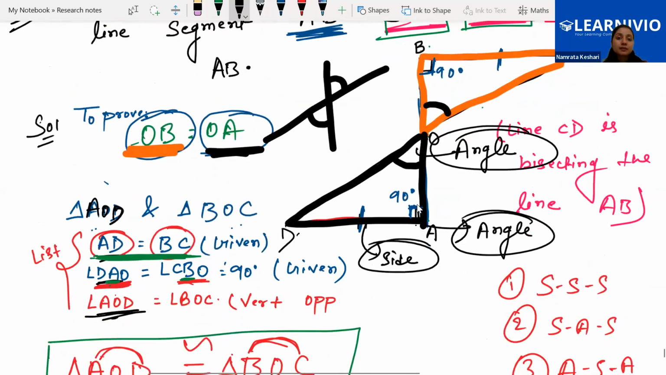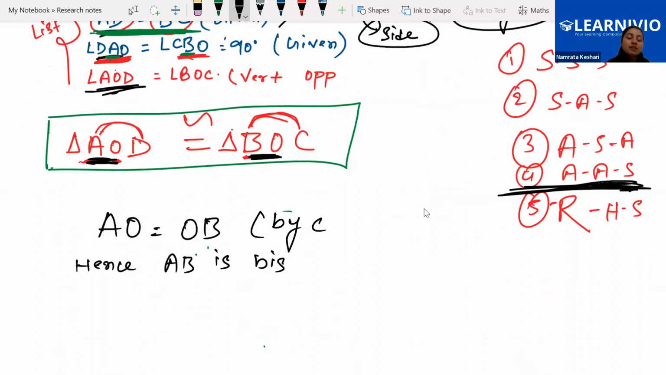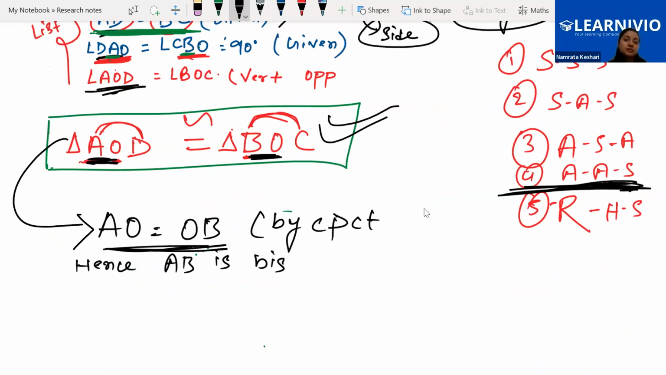Now we can say that. Okay, hence, it is already 27. Hence, AB is bisected by CPCT. We have to write. We wanted to prove only this part, but we did this at first, and from here we are getting this.